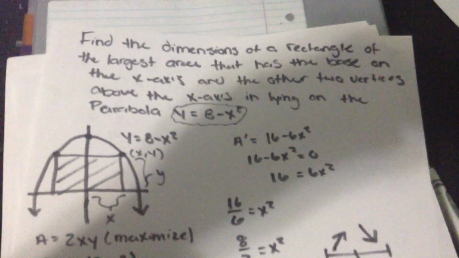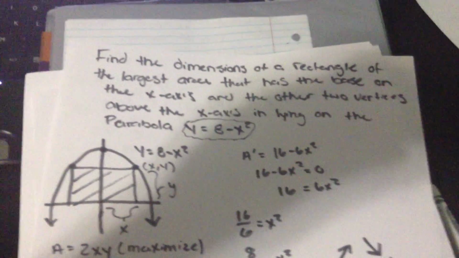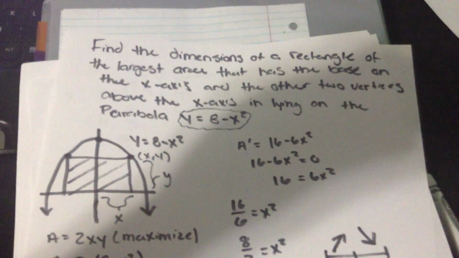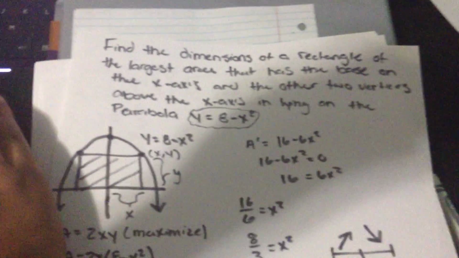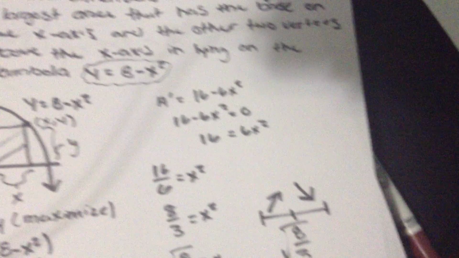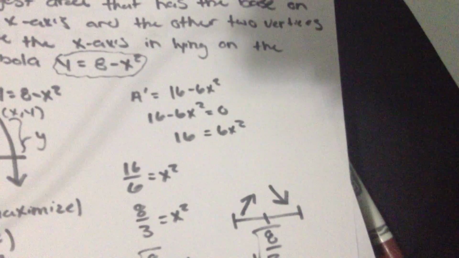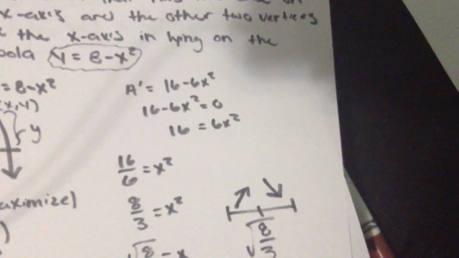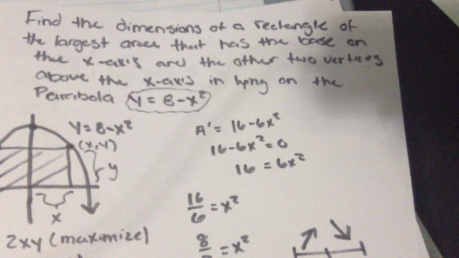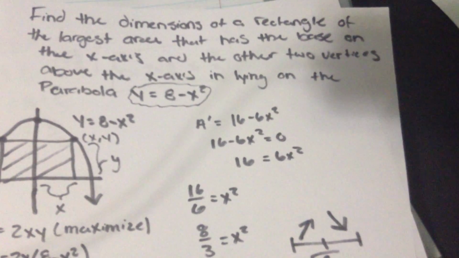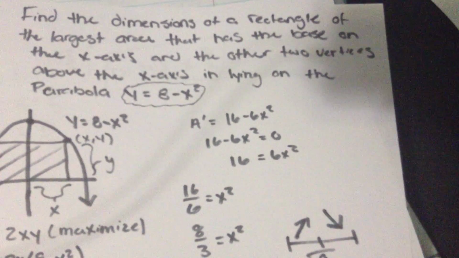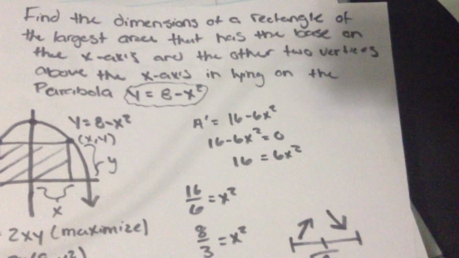So the question is, find the dimensions of a rectangle of the largest area that has the base on the x-axis and the other two vertices above the x-axis and lying on the parabola y equals 8 minus x squared.